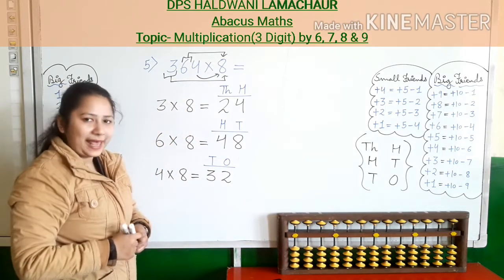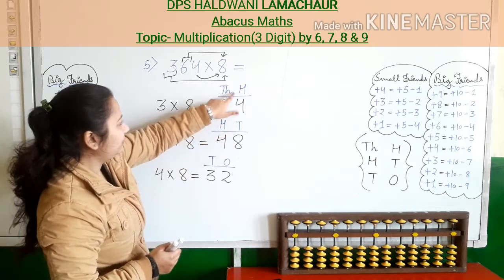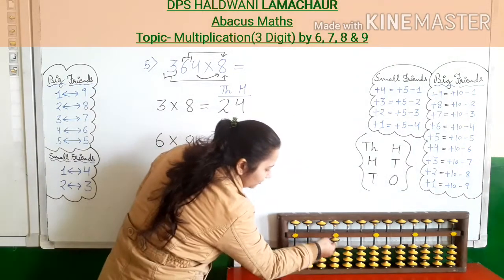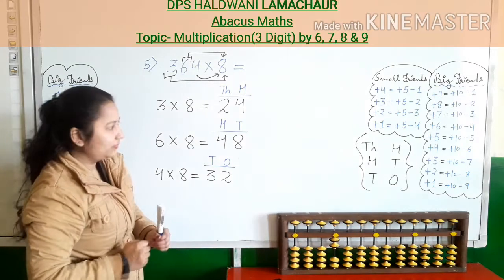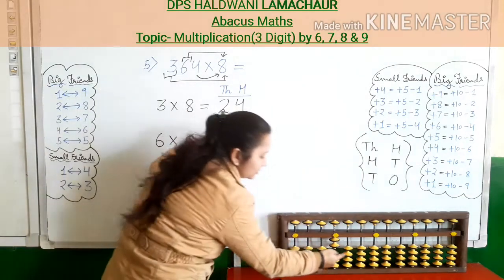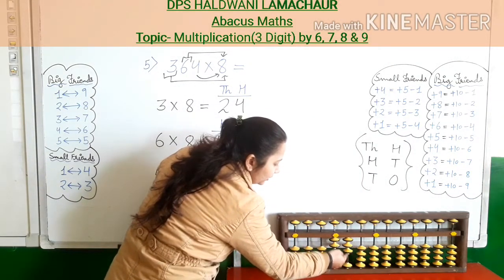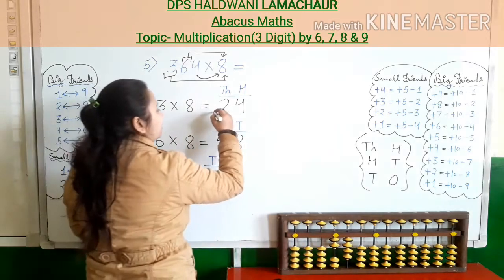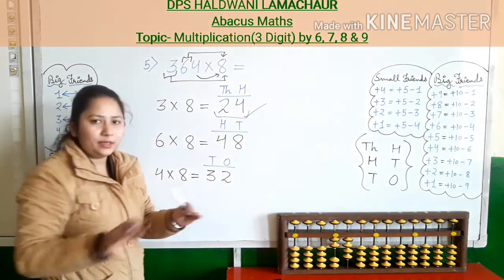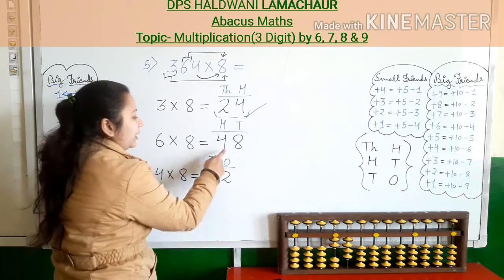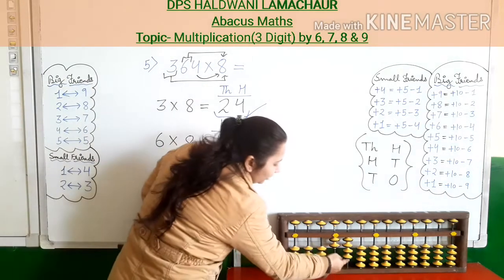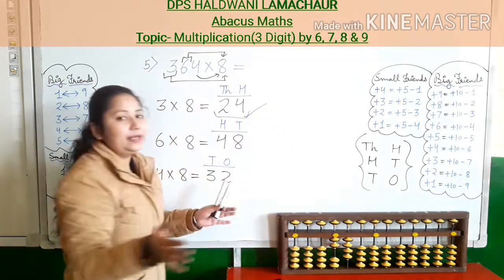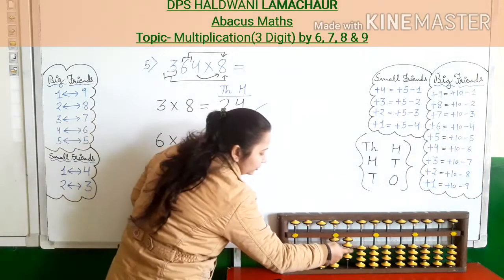Now let's start adding. First of all, add 2 in the thousands rod. 2 means 1, 2. Now add 4 in the hundreds rod. See, 1, 2, 3, 4. And this is completed. Nothing you have to do now, kids. Next you have to add 4 in the hundreds rod. Now you can see, kids, that 4 is already added. See, 1, 2, 3, 4.